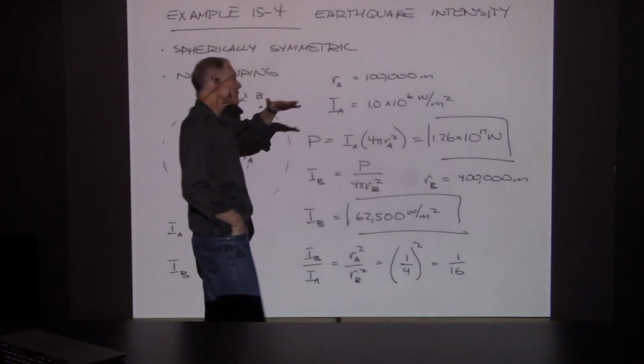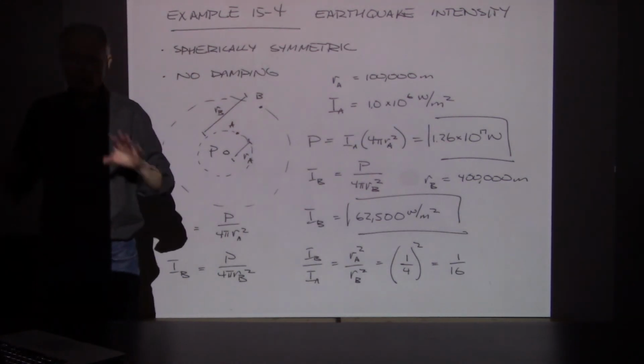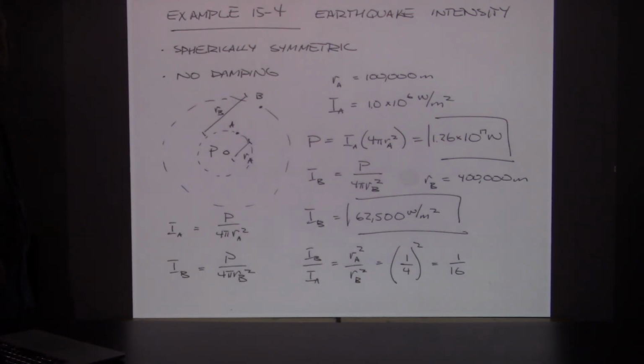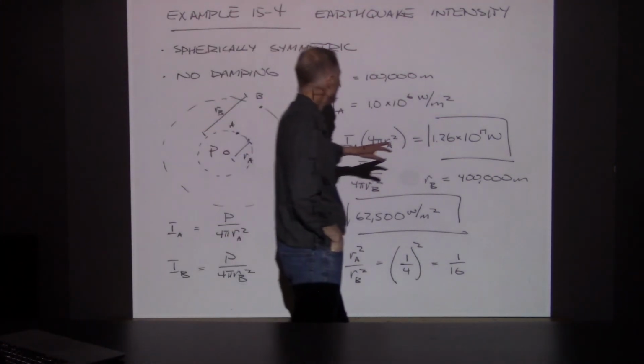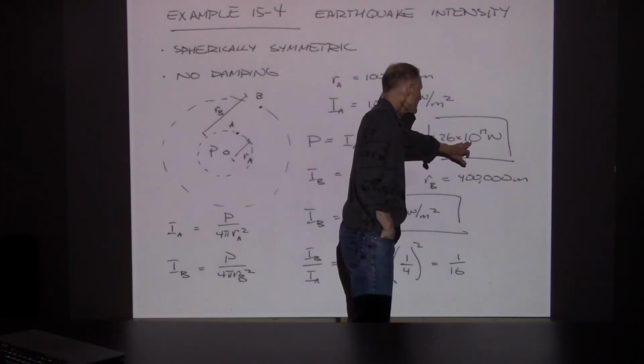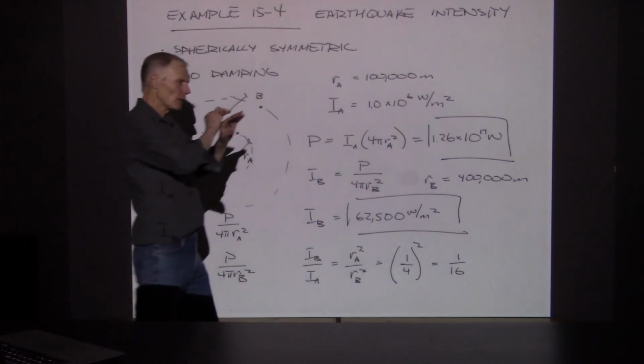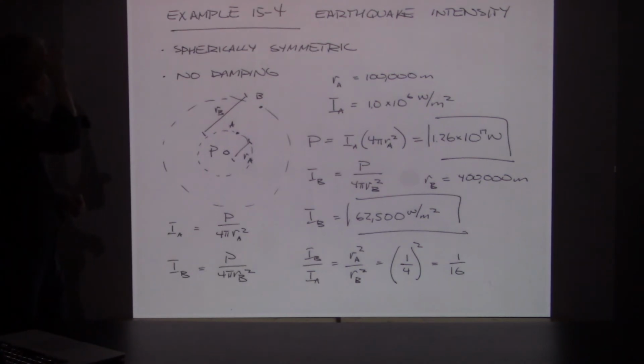So at least at the peak of the earthquake, energy was being radiated away at a rate of 1.26 times 10 to the 17th watts. That's a lot of watts. You know, 1.26 times 10 to the 17th joules per second were being generated and then being transported away from that site.